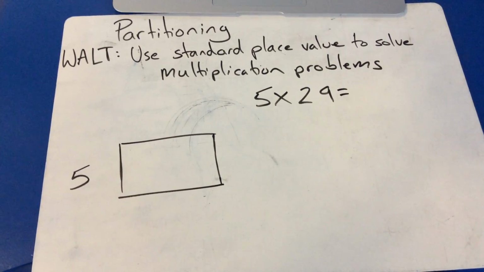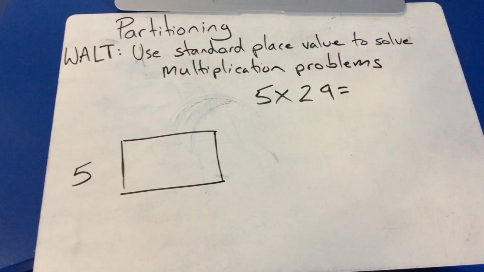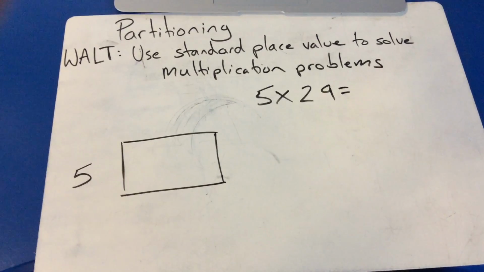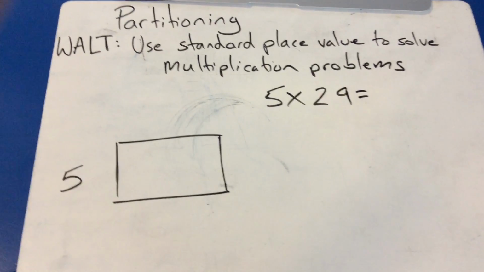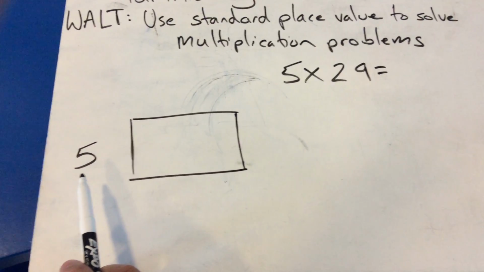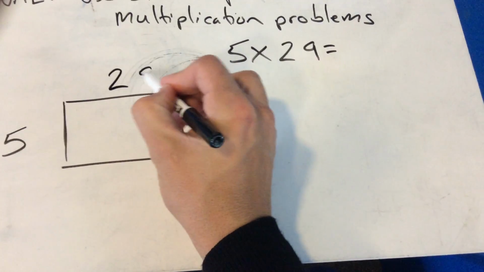Okay, so we're focusing on partitioning today. Our WALT is to use standard place value to solve multiplication problems. So our first problem here is 5 times 29. So we've got the 5 on the side here, and I'm going to put 29 up the top.